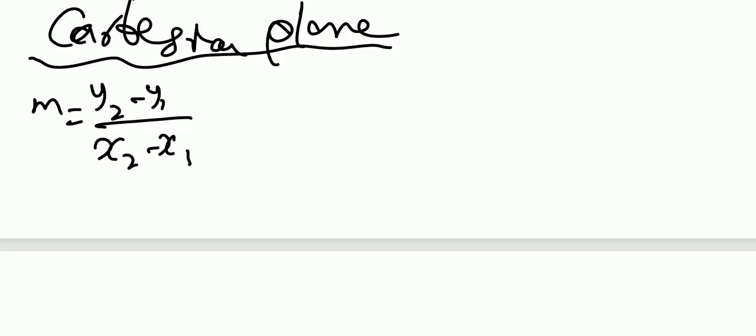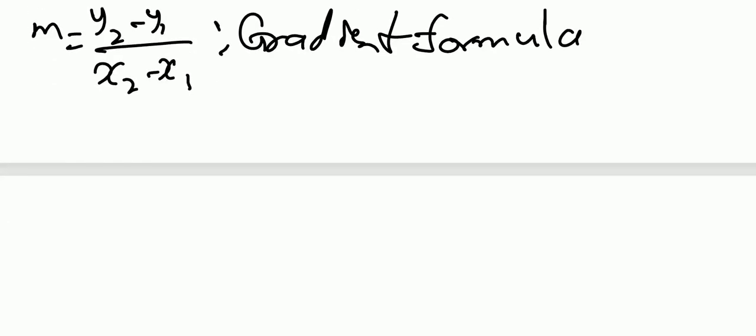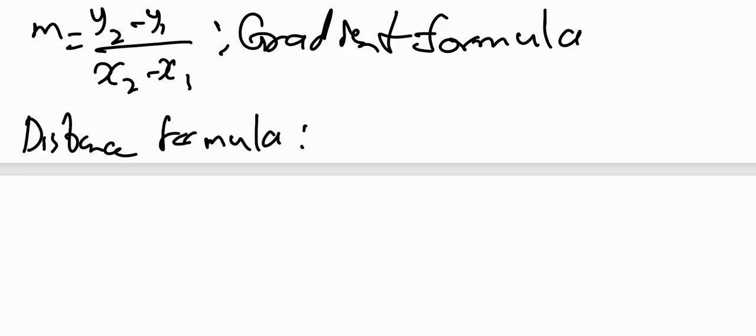We have the distance formula. Remember, the gradient formula was y2 minus y1 over x2 minus x1, right? This is the gradient formula. Now we have again the distance formula. So the distance formula, what does this mean? You're asking yourself, what does this concept distance formula mean?